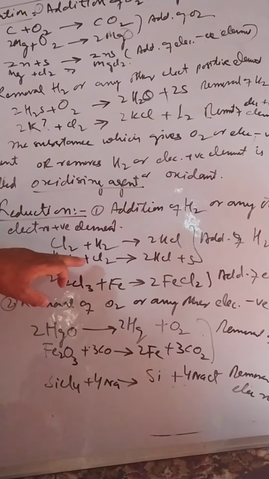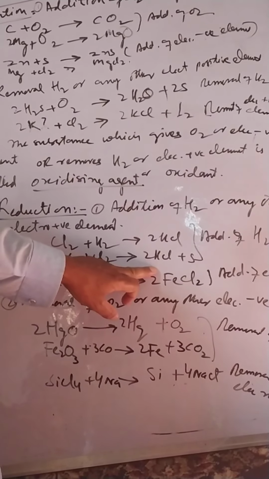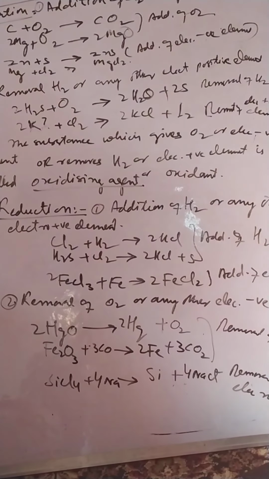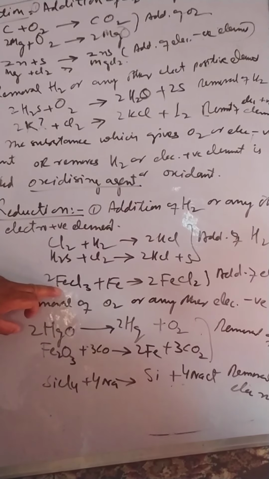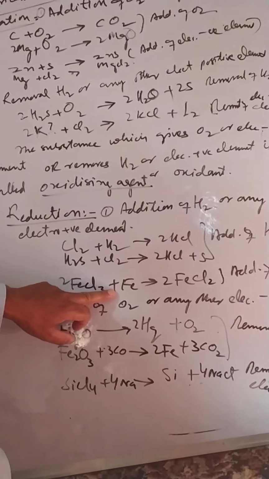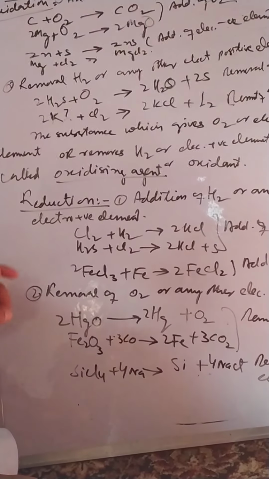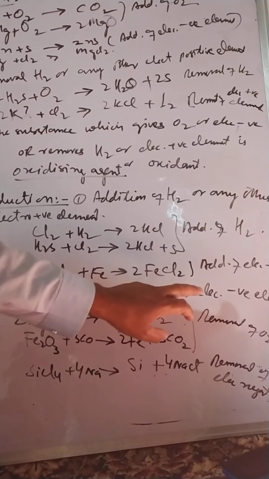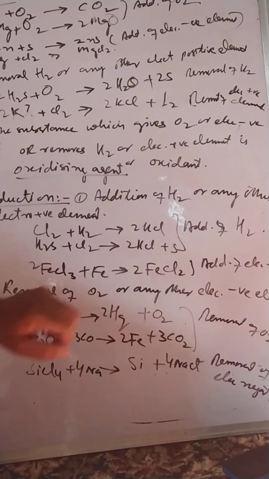Similarly, we have H2S and Cl2, hydrogen sulfide and chlorine, we get HCl. So here hydrogen is added to chlorine, so this is also a reduction reaction. Similarly, we have ferric chloride. When we add iron to it, we get ferrous chloride, FeCl2. So here also we add basically iron, this electropositive element, to this chlorine.